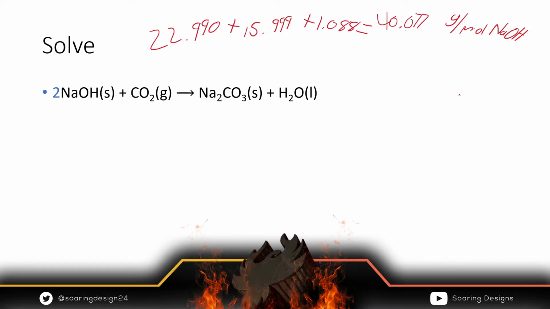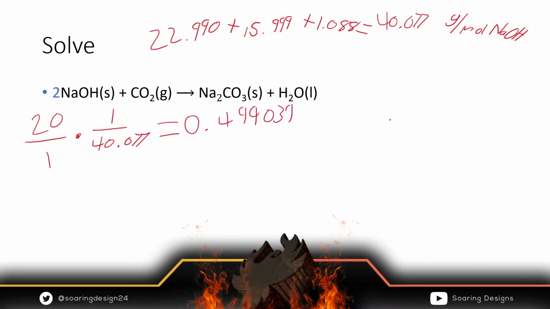So now that we know that, we can use it to figure out how many molecules of sodium hydroxide we actually have given those 20 grams. We're going to put our 20 grams here over the 1 molecule, multiply that by our 1 molecule over the 40.07 grams, and multiply that out. We get 0.499 molecules of sodium hydroxide.